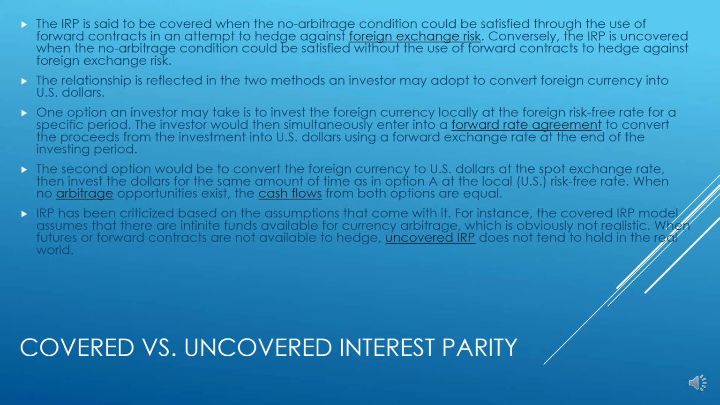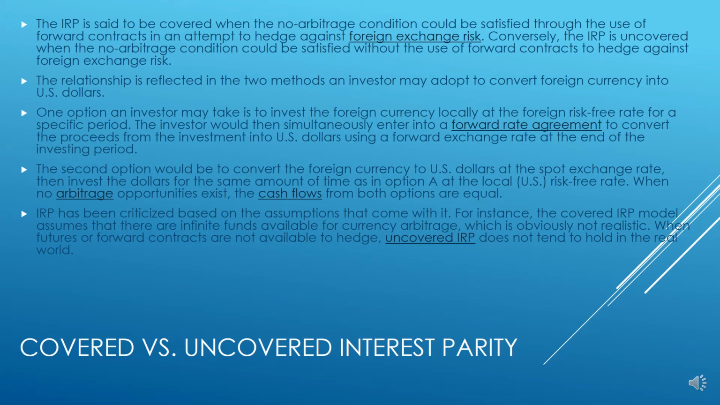What about covered versus uncovered interest parity? Interest rate parity is said to be covered when the no-arbitrage condition could be satisfied through the use of forward contracts in an attempt to hedge against foreign exchange risk. Conversely, the IRP is uncovered when the no-arbitrage condition could be satisfied without the use of forward contracts to hedge against foreign exchange risk.